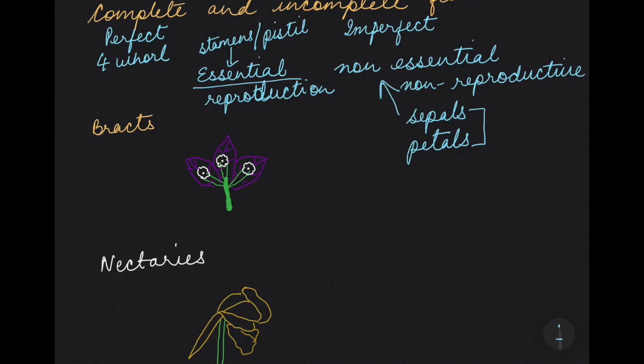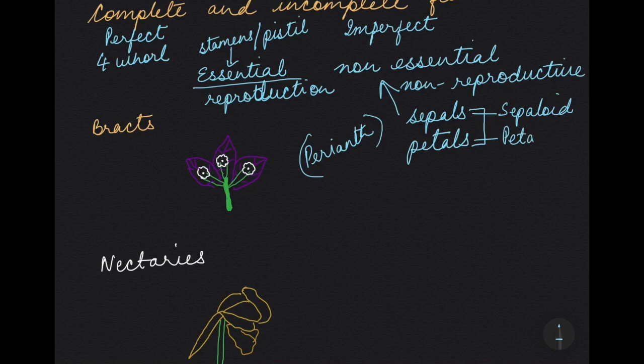So collectively they are known as tepals or perianth. When you cannot differentiate between the sepals and petals, what are they known as? Perianth. If it is green in color like sepals, then it is known as sepaloid. And if they are colorful like petals, then they are known as petaloids. So there is a sepaloid perianth, green in color, and a petaloid perianth, which may be colorful.